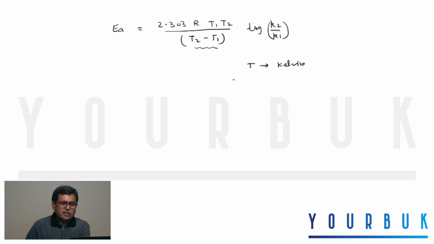This is one point. Second point, the ratio of the K2 by K1 has to be greater than 1. Otherwise, your energy of activation will become negative, which is not possible. So make sure about these two things. K2 by K1, this ratio has to be greater than 1, and temperature should always be in Kelvin. So there are some common errors in physical chemistry.